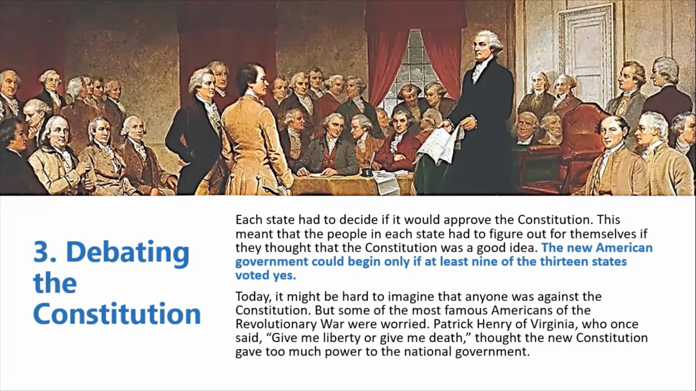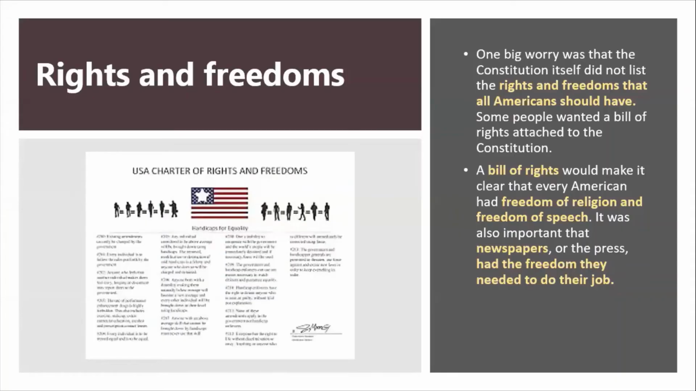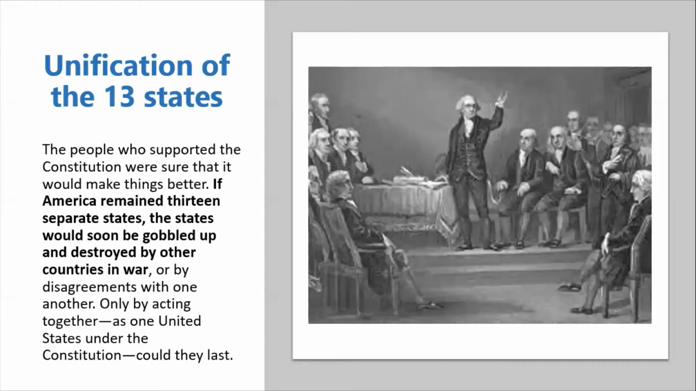Patrick Henry of Virginia, who once said, "Give me liberty or give me death," thought the new Constitution gave too much power to the national government. Rights and freedoms. One big worry was that the Constitution itself did not list the rights and freedoms that all Americans should have. Some people wanted a Bill of Rights attached to the Constitution. A Bill of Rights would make it clear that every American had the liberty, the freedom of religion, freedom of speech. It was also important that the newspapers or the press had the freedom they needed to do their job.